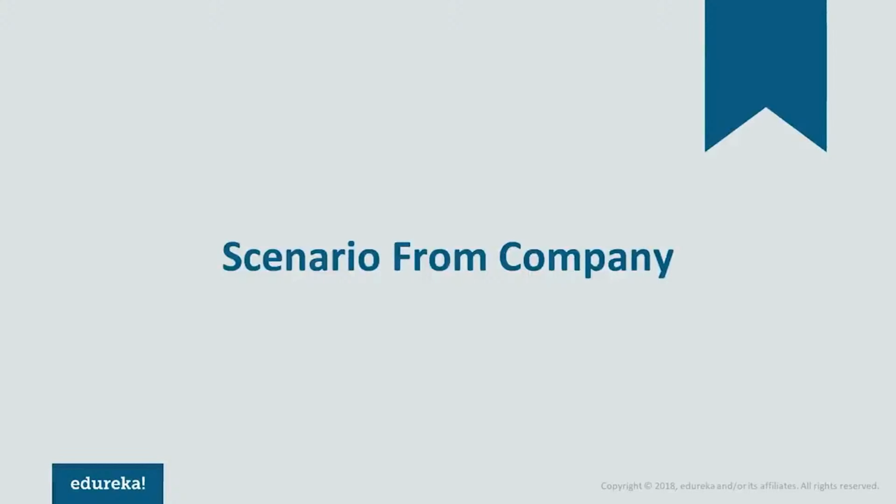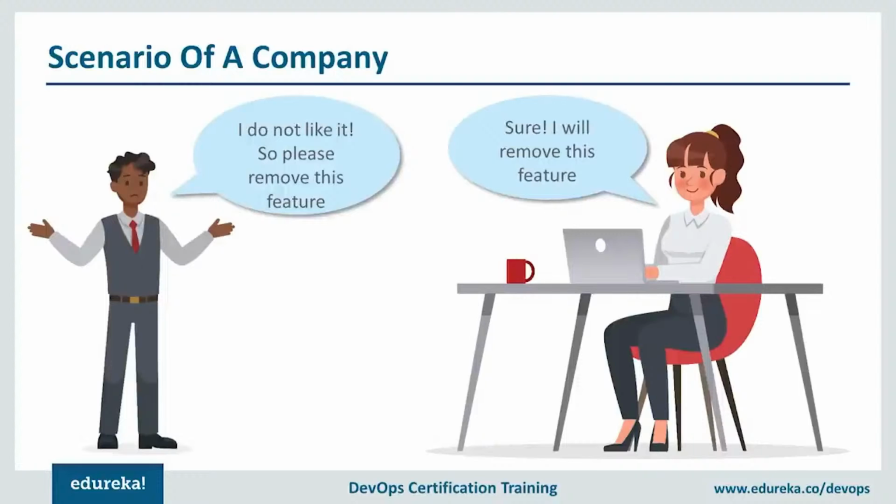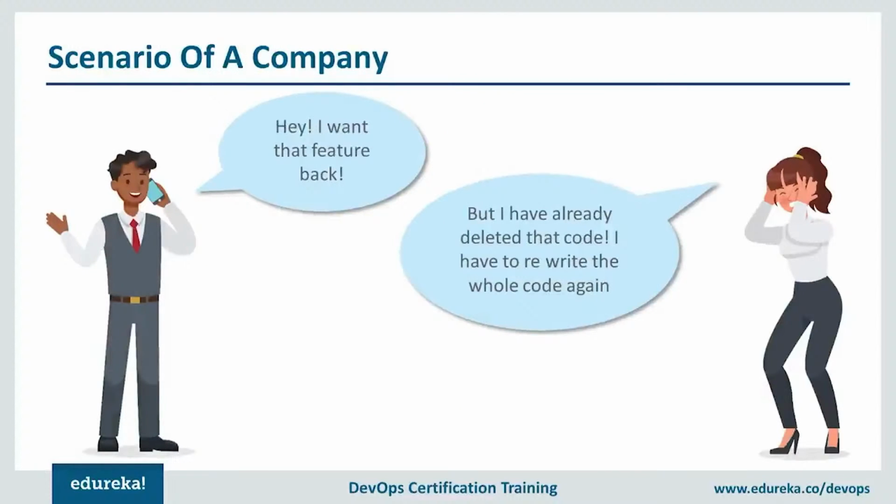So first, let's consider a scenario of a company. Alice is a developer of a company and deals with deploying new features in the UIs created for the clients. Here, she implements a new feature in the UI hoping that her client would like it. But what happens is the client doesn't like the feature and asks her to remove it. As a result, she deletes the code. But after a few days, the client calls her back and asks her to put the feature back.